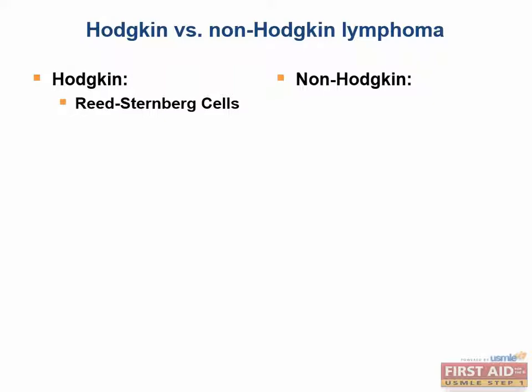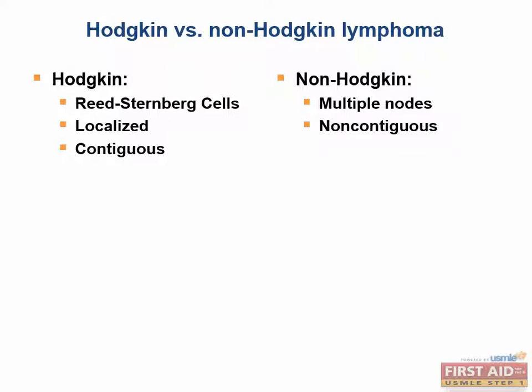Additionally, a patient with Hodgkin lymphoma will usually have involvement of a localized single group of lymph nodes with contiguous spread. By contrast, patients with non-Hodgkin lymphoma will usually have involvement of multiple peripheral nodes with a non-contiguous spread. So if I said a patient had involvement in the nodes of the axilla, inguinal, and cervical chains simultaneously, sometimes with extranodal involvement, would that be Hodgkin or non-Hodgkin? That would be non-Hodgkin lymphoma.